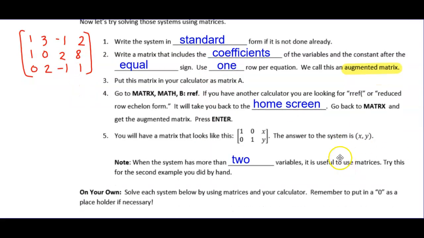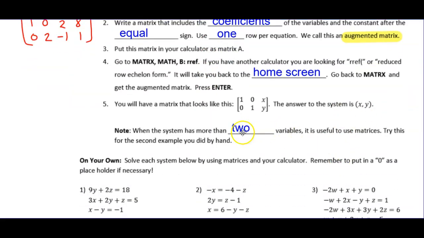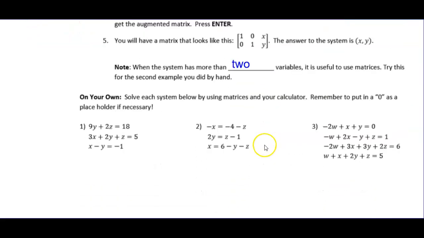All right, and so like I mentioned before, when the system has more than 2 variables, that's when it's useful. With all those keystrokes, entering the matrix and going through the whole process would take longer doing it with a calculator, just as long anyway as it does to do it algebraically.